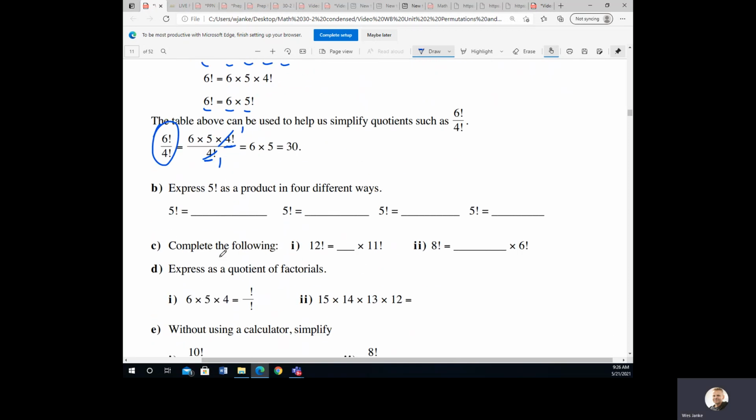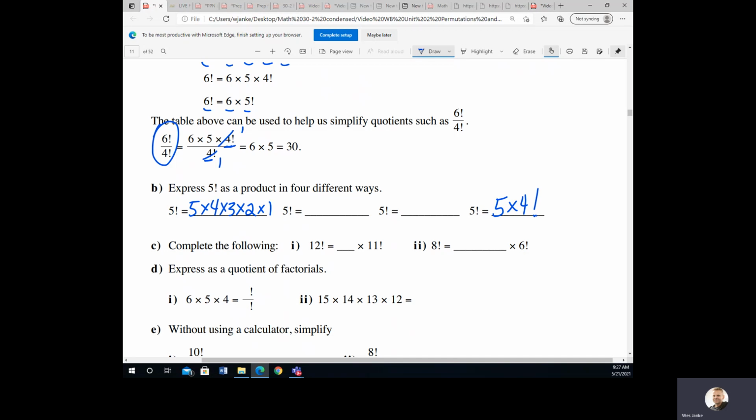Now let's look at B. Express 5 factorial as a product in 4 different ways. So the one way you could write it is just 5 factorial is 5 times 4 times 3 times 2 times 1. Or the shortest way would probably be 5 times 4 factorial. And you can fill in the other two with some other ways that you can think of.